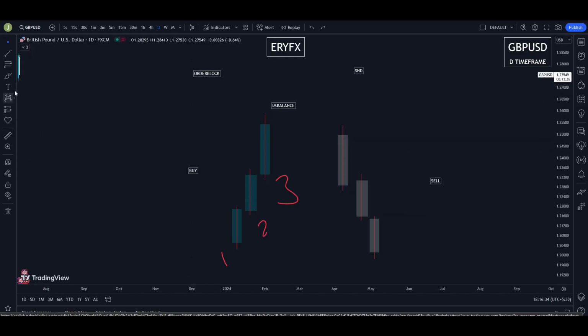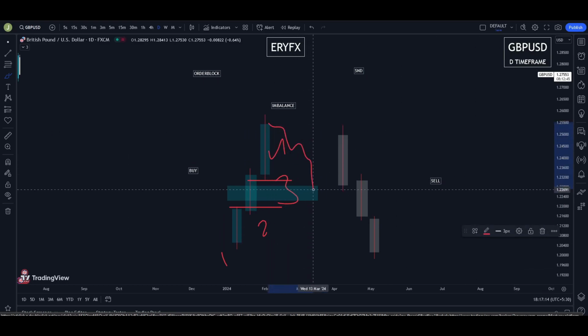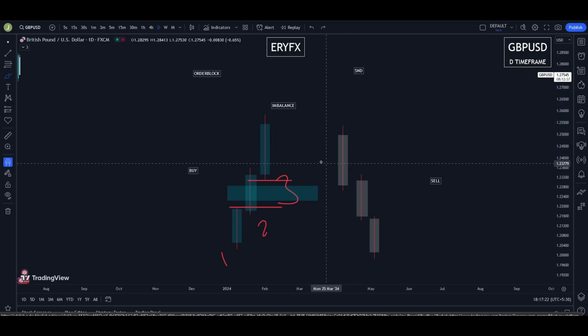So 1, 2, 3 candles here. The first high and the third low didn't touch each other, so this is an imbalance. It means it moves very rapidly, so it didn't give a fair amount of chance to the buyers and the sellers to enter the market over here. So it will come back from here and close this whole gap, and then it'll move forward. So basically that is an imbalance.